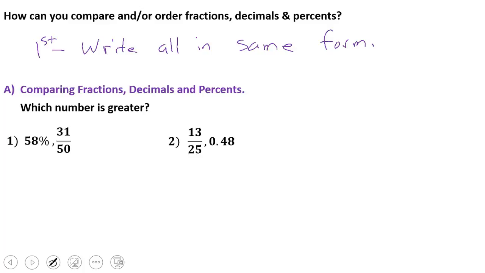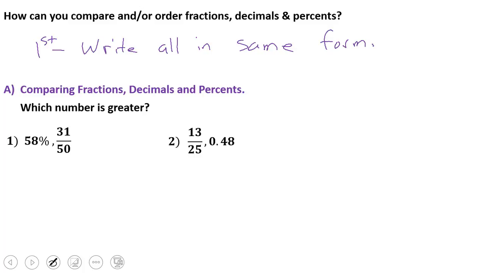So, we have our first example where we are going to compare fractions, decimals, and percents. And the first thing they're going to ask us to do is to decide which number is greater. And so we're taking a look at 58% and 31 over 50. Now, I don't know about you, but I'm thinking turning them into percents is going to be easier.